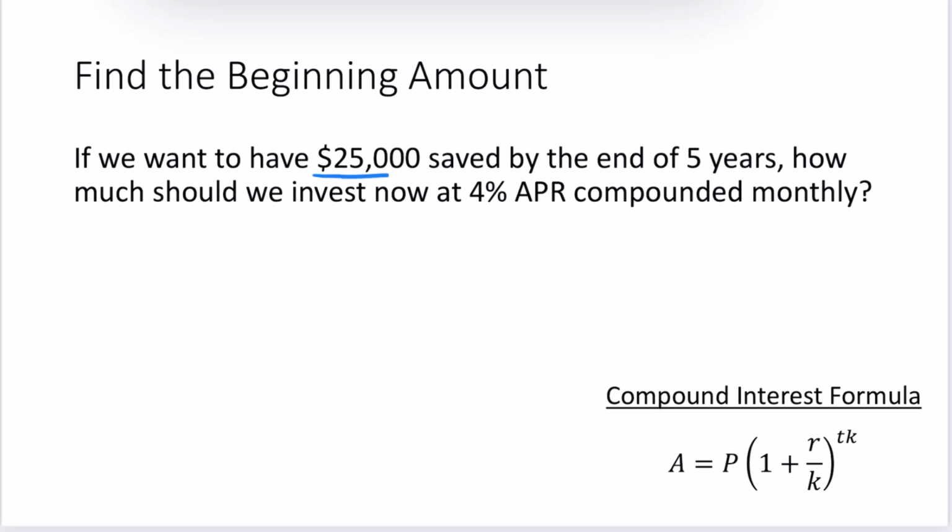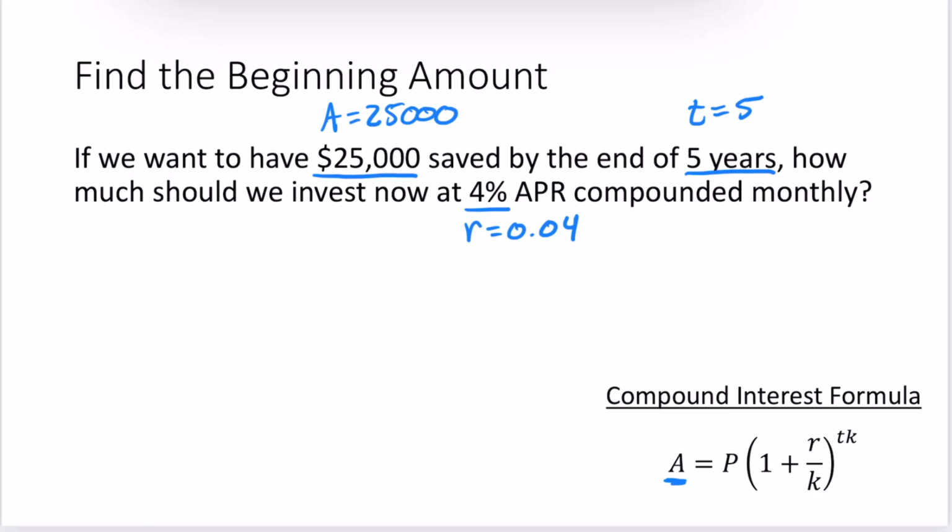We first of all know that we want to have $25,000 saved by the end of 5 years. So this amount that they gave us is the ending amount, which in our formula is represented with the variable A. So I'm going to say A equals 25,000, and we want to have that amount saved by the end of 5 years, so T equals 5, and the interest rate is 4%, so R equals 0.04.